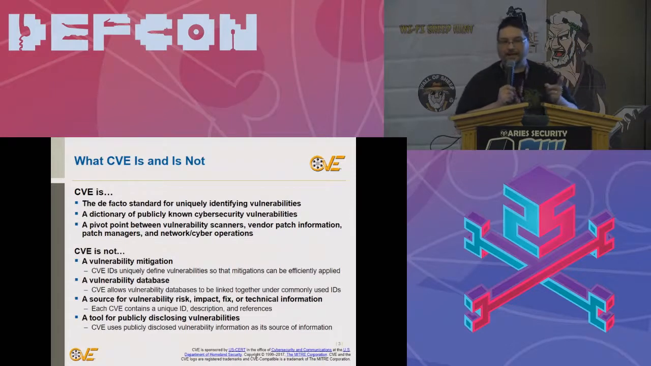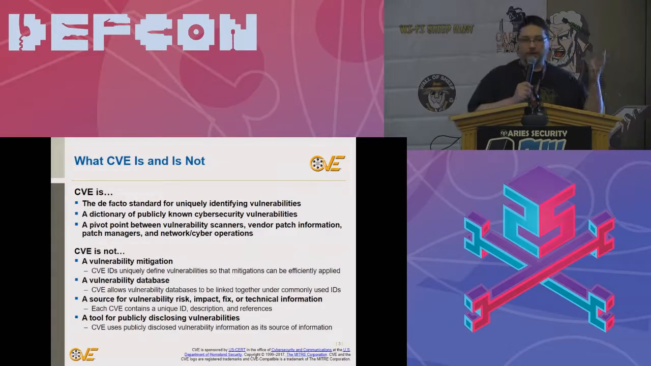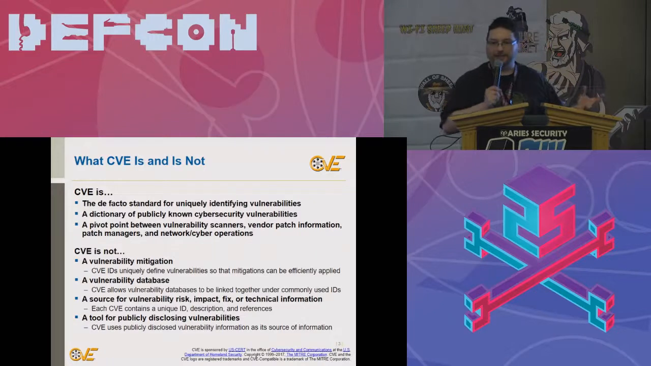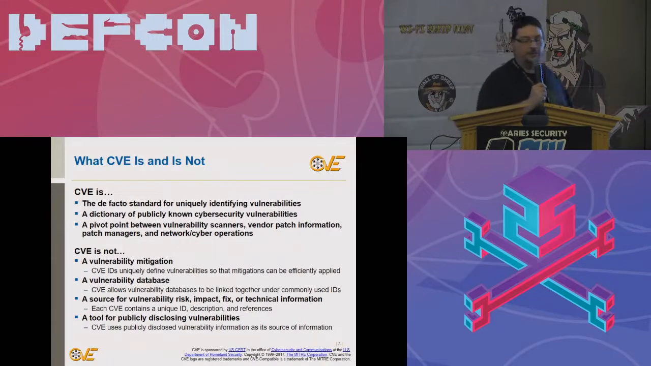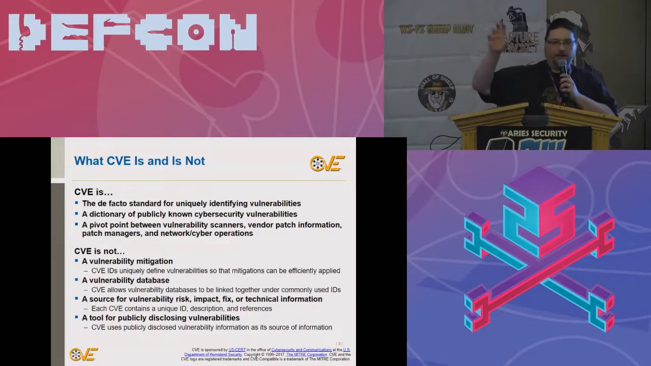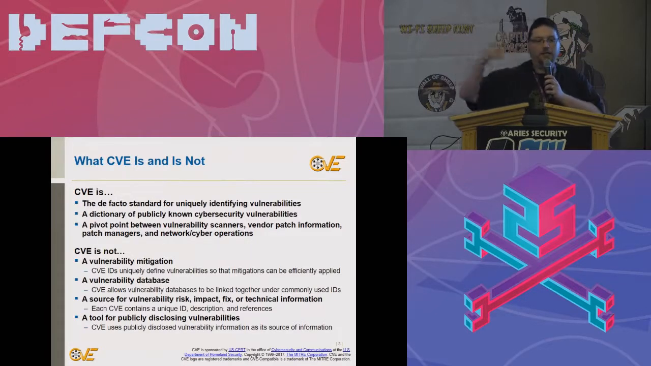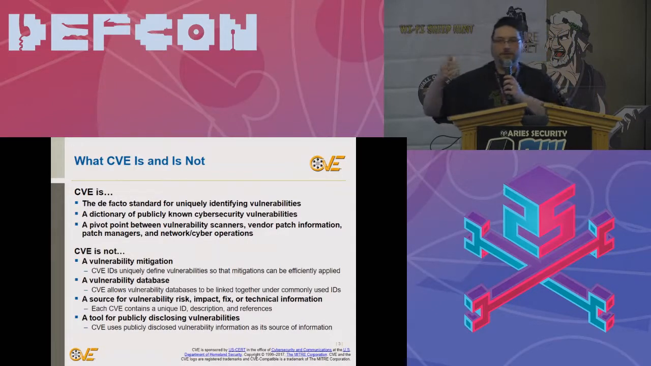Now, what it is not: CVE is not a vulnerability mitigation itself. We sometimes get email from people saying, how can I use this CVE to fix my computer? That's not quite the right question. The question should be, okay, I've identified a CVE, where do I get more information about it? We're not a vulnerability database. To us, a vulnerability database is something that takes a CVE ID, a uniquely named object, and then enriches the information that they have about it.